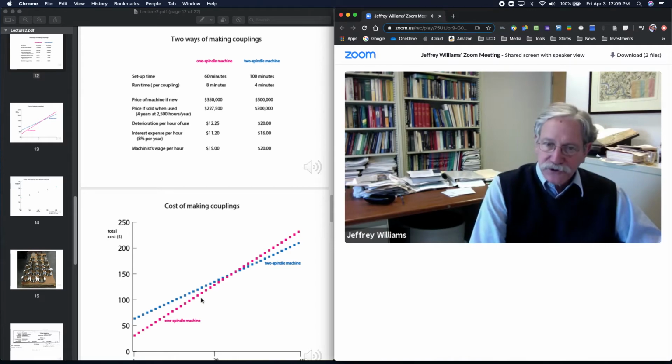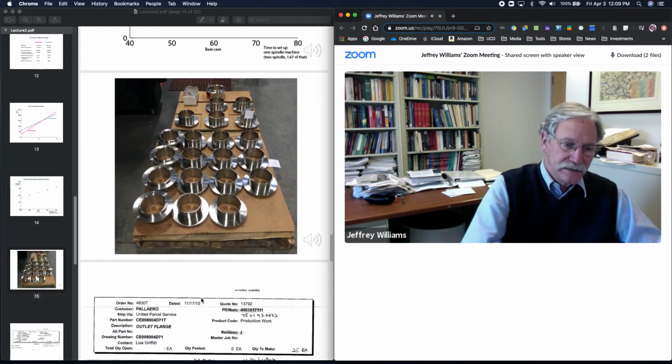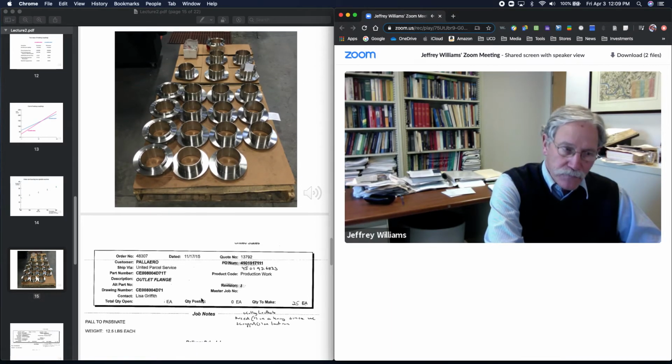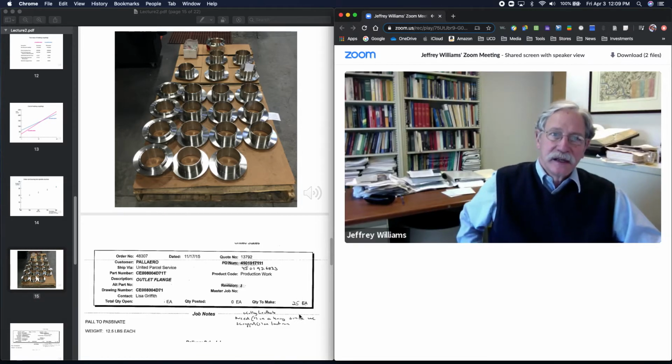I showed you this picture before. This is a set of flanges being made. It's very complicated parts. I showed you that there are 25 being made in this production run. This outlet flange is going to Paul Arrow, one of the major customers of Vulcan.